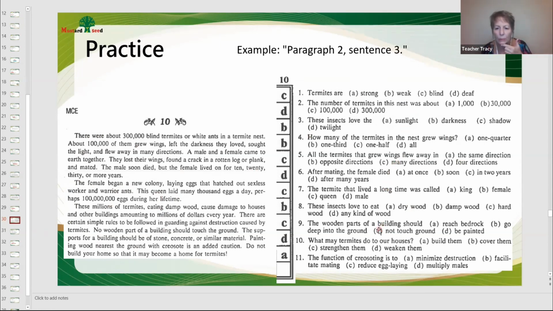All right, so let's go over here and look at our words on this side. Okay, number 8 here. These insects love to eat A, dry wood, B, damp wood, C, hardwood, or D, any kind of wood. Well, I have to go over here and find out how to answer this question. Now, I would have already read this before, so I can go over and answer my questions here.